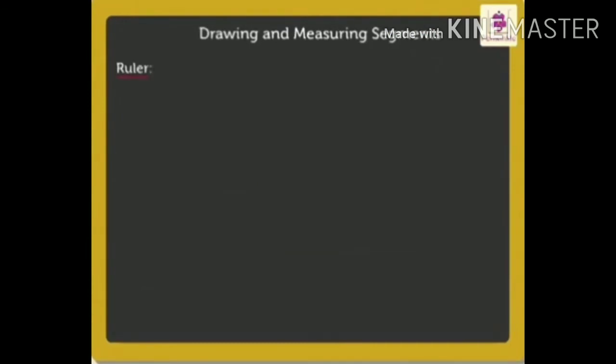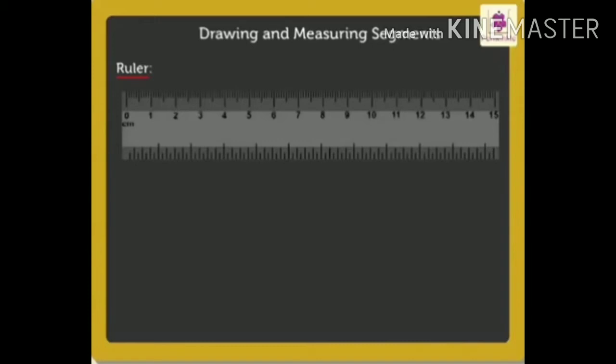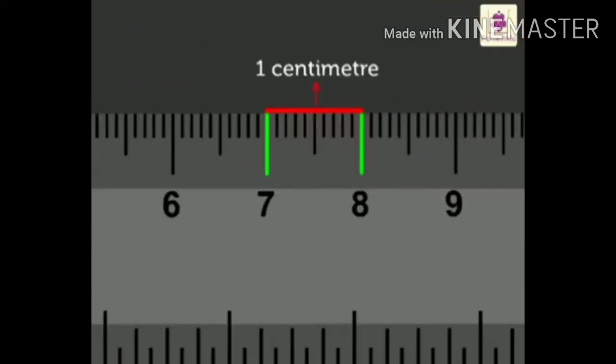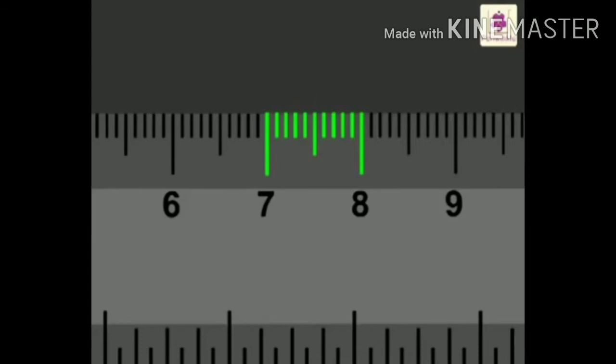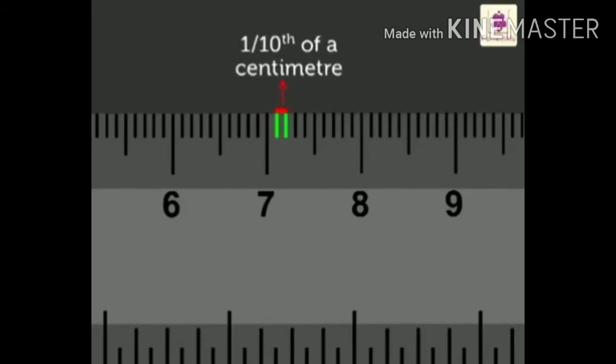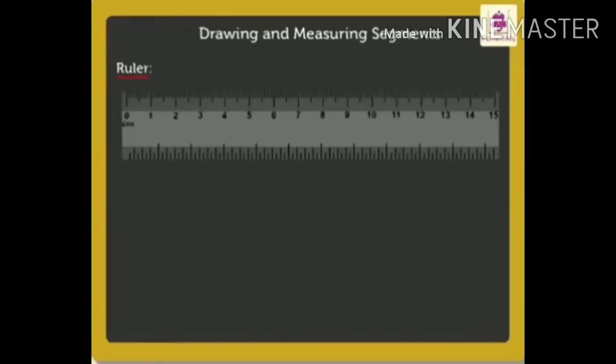We use a ruler or scale to draw and measure the length of line segments. It has markings in centimeters. Each centimeter is further divided into 10 smaller divisions. Each division is equivalent to 1/10 of a centimeter. It is called 1 millimeter. Kids, remember, 1 meter is equal to 100 centimeters. 1 centimeter is equal to 10 millimeters.